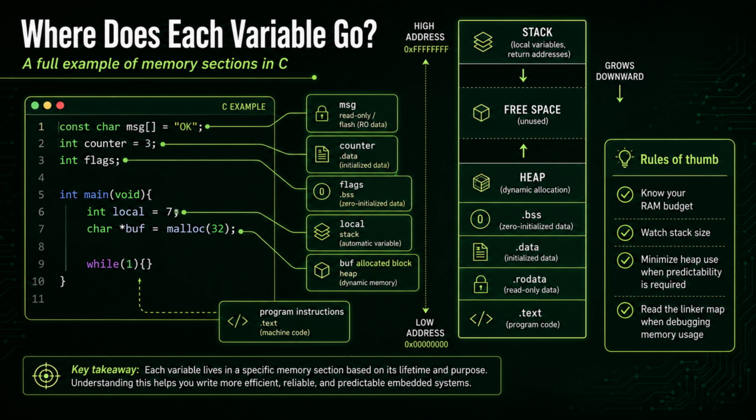This example shows why memory sections matter. Two variables may look similar in C code, but they can live in completely different places in memory. The key takeaway is simple. Every variable lives somewhere specific based on lifetime, initialization, and purpose. When you understand this, you can write embedded firmware that is more efficient, more reliable, and much easier to debug.